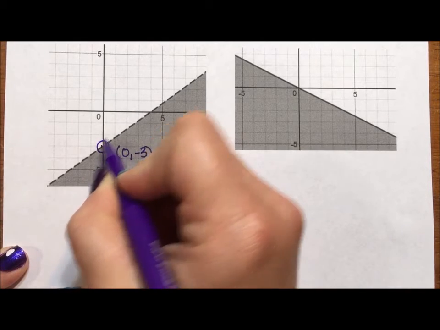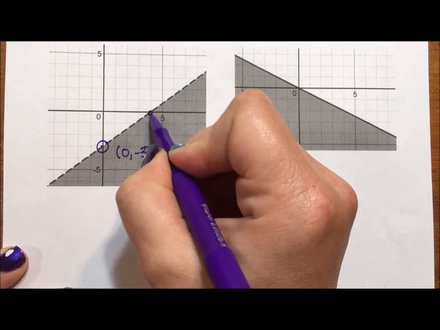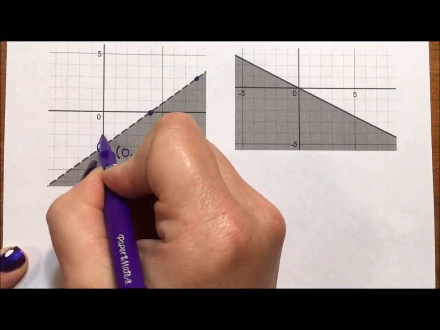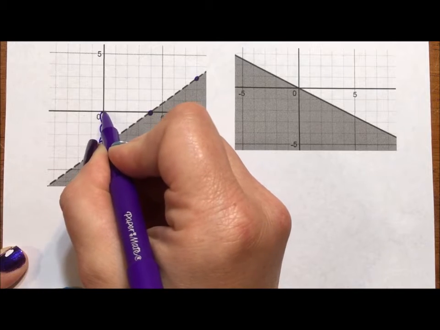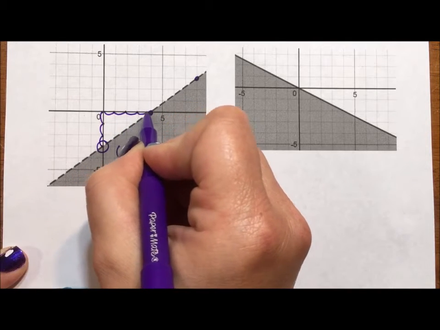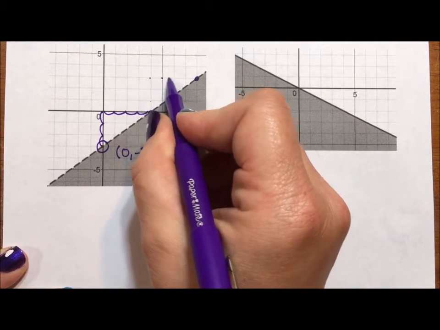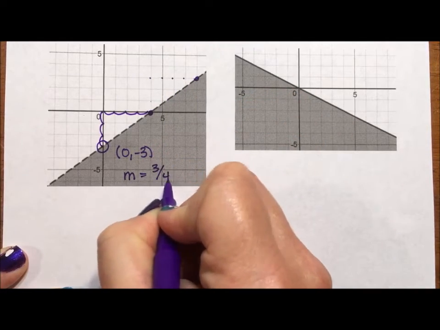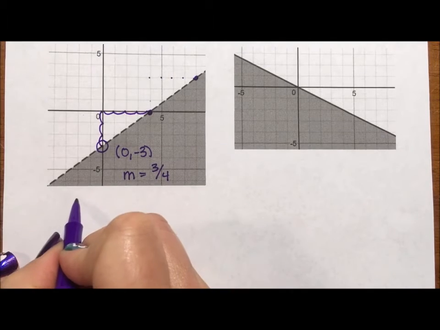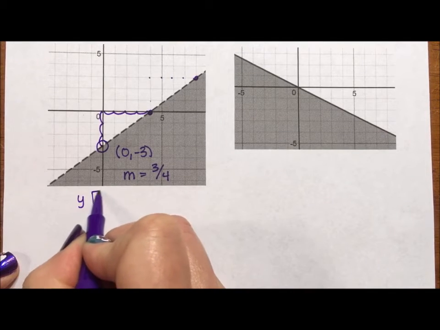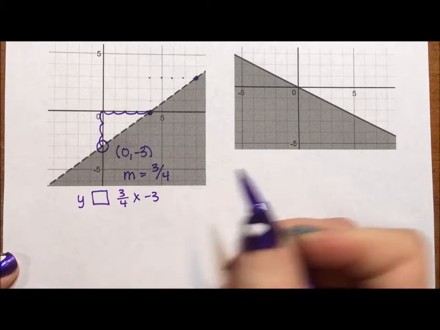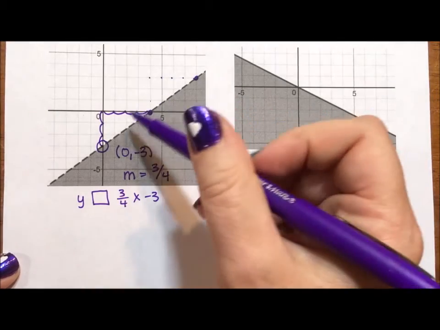Let's see, there's a point here. Looks like there's a point here. Looks like there's a point here. My slope, let's see, 1, 2, 3, 1, 2, 3, 4, 1, 2, 3, 1, 2, 3, 4. My slope is 3/4. Okay, so y something 3/4 x minus 3.